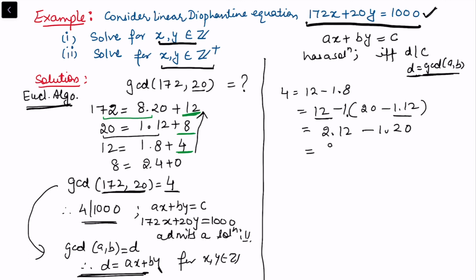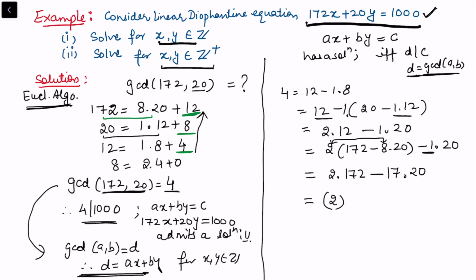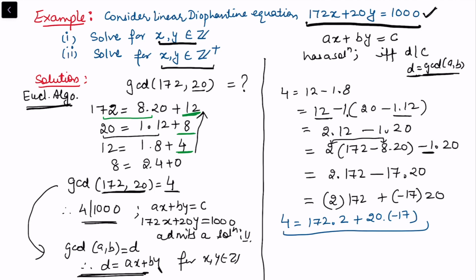So this will give me 2 into 172 minus 8 into 20 minus 1 into 20. That gives me 2 into 172, and then minus 2 multiplied by 8, that is 16, and then minus 1 here, so that is minus 17. So this is minus 17 into 20. So we have the expression 2 into 172 plus minus 17 into 20. So we can now say that 4 is equal to 172 into 2 plus 20 into minus 17. But we need an expression of this equal to 1000.